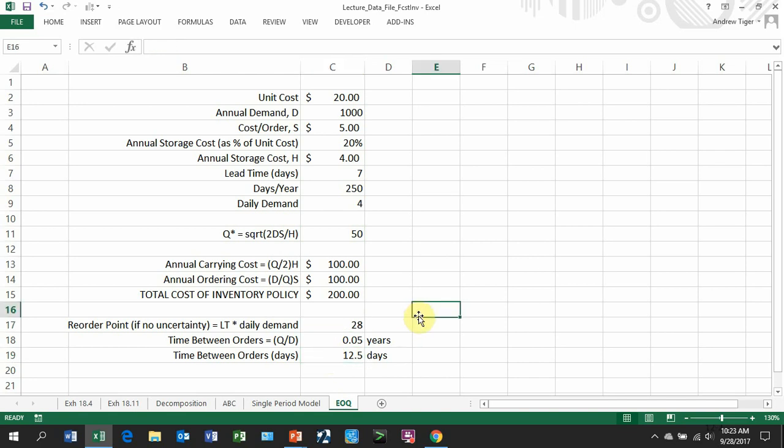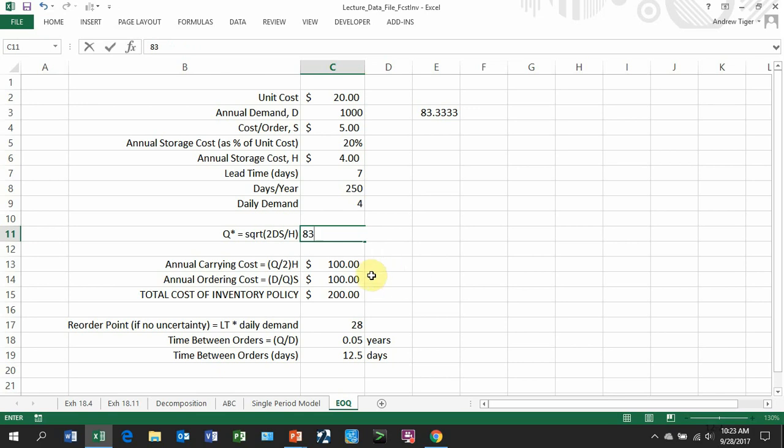So let's look at some differences. Well, what if I don't want to order 50 at a time? What if I want to order roughly monthly? So if I would take this number and divide by 12, what if I want to order 83? Well, what's that cost? So look what I'm going to do. I'm going to overwrite the formula.